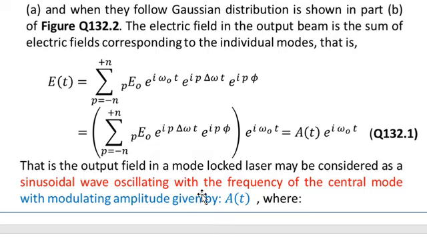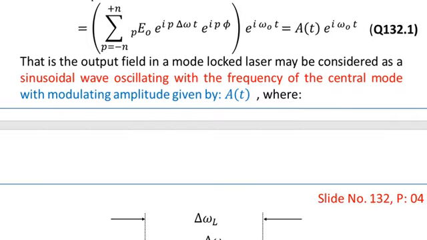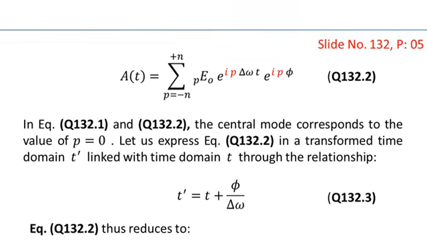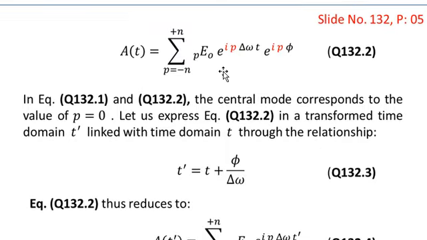sinusoidal wave oscillating with the frequency of the central mode omega naught, for example, with the modulating amplitude given by A of t. So now we are going to discuss A of t further, because from this one, the shape of the function A of t is not clear. So we want to actually find out the shape of the function A of t. So we are going to discuss A of t in the next slide. So this is the A of t.